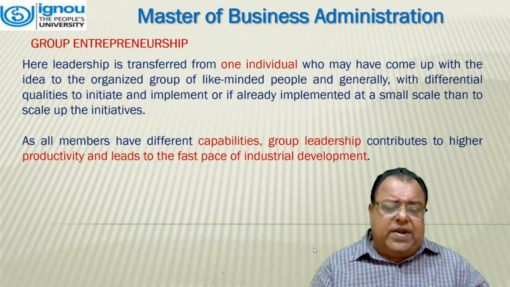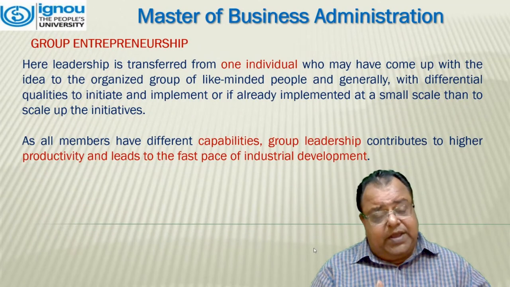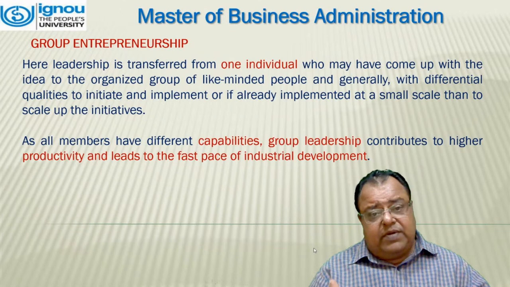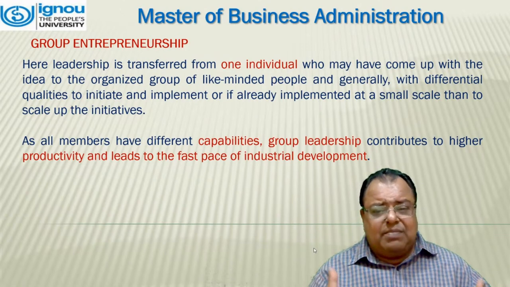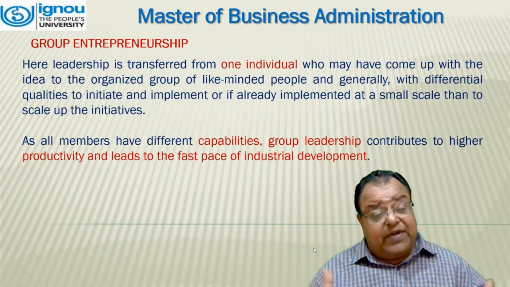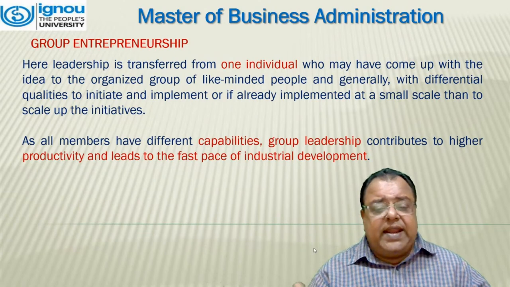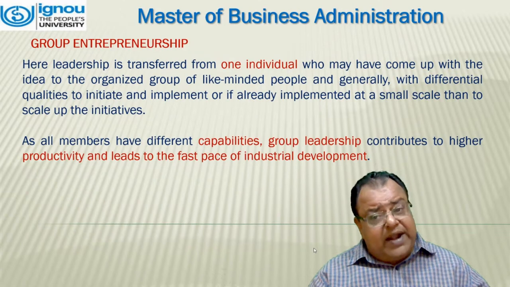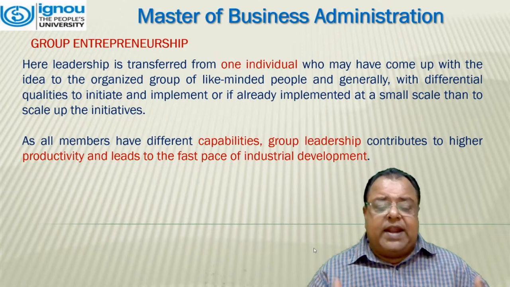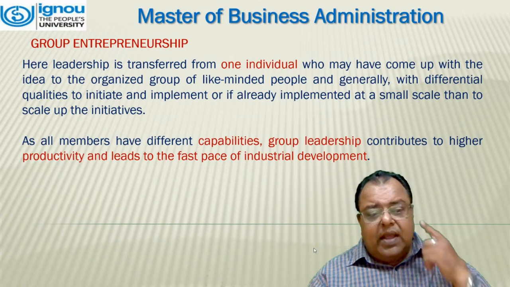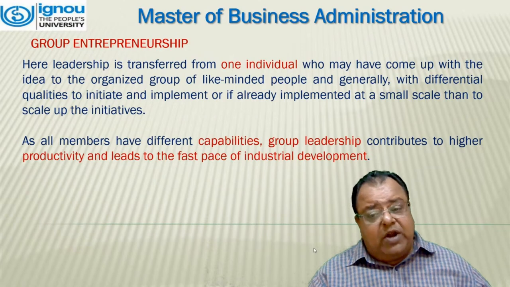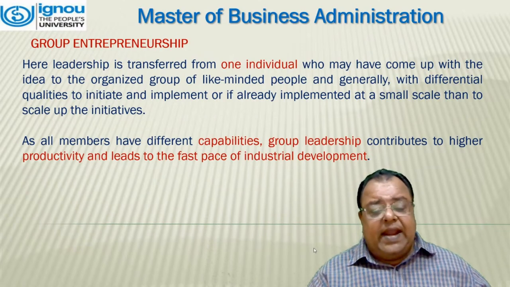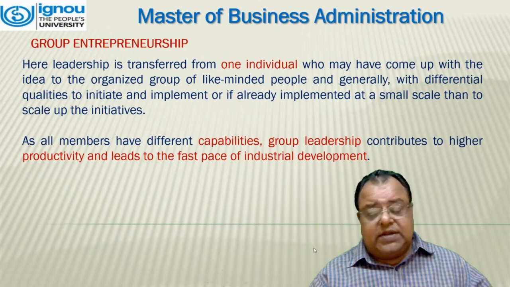The next type of entrepreneurship is group entrepreneurship. Here, leadership is transformed from one individual who may have come up with the idea to an organized group of like-minded people, generally with differential qualities, to initiate and implement, or if already implemented at a small scale, then to scale up the initiatives.